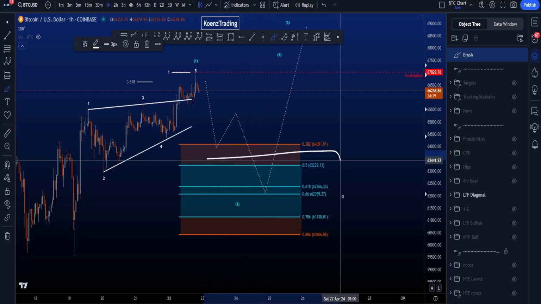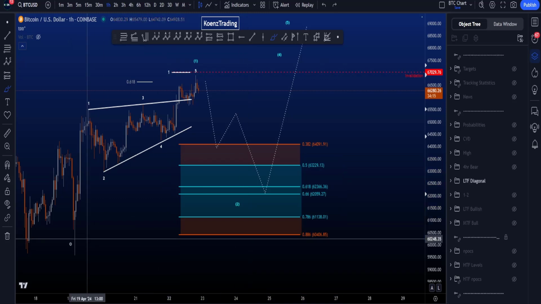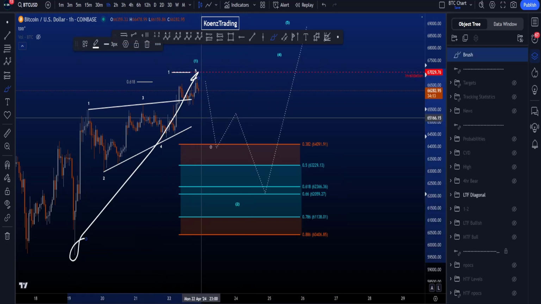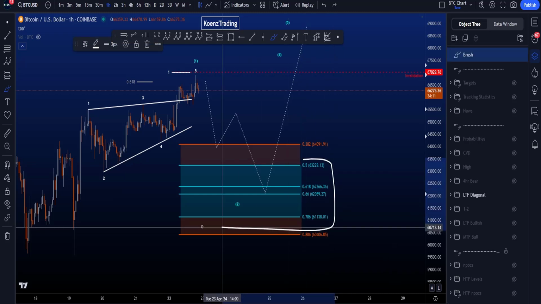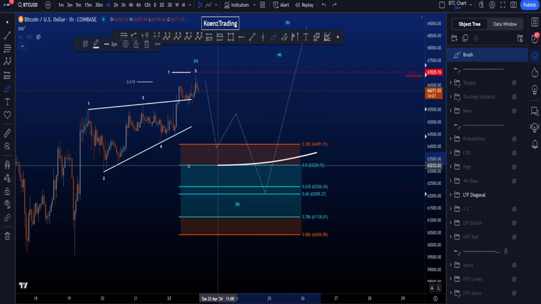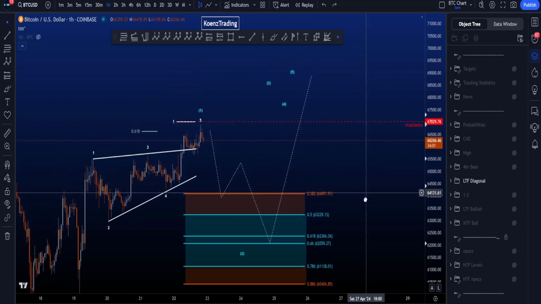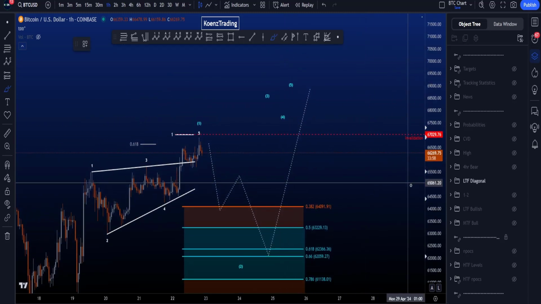Now, the common target area for this wave 2 is the 0.5 to the 0.786 box here taken from the low to the current high on the chart, giving you a target area between 63.2k and 61.1k. Again, the 0.382 less common, 64k, and the 0.886 a level we don't want to hit at 60.4k. We then look for continuation to the upside impulsively.